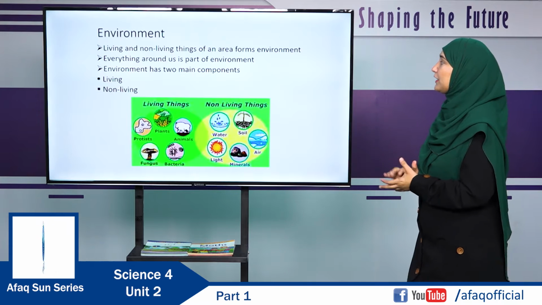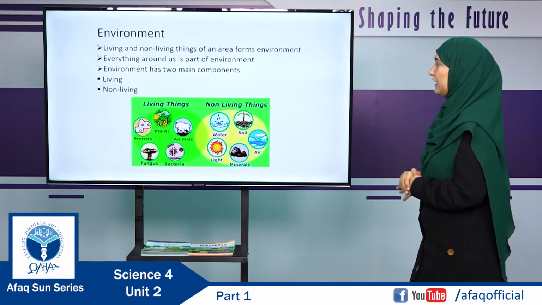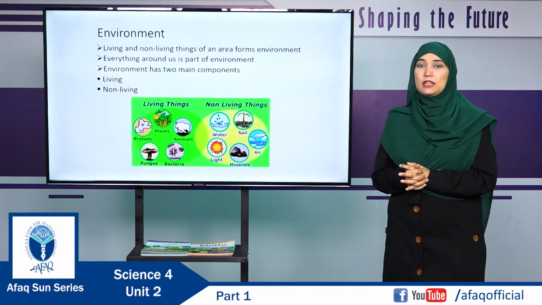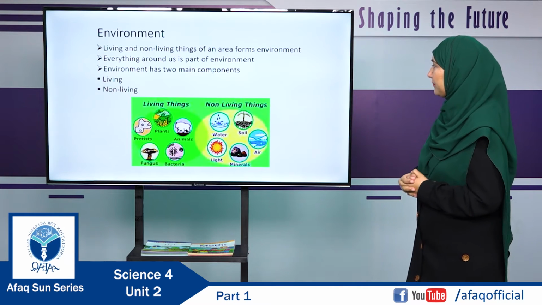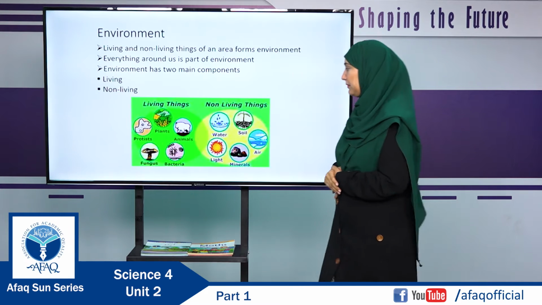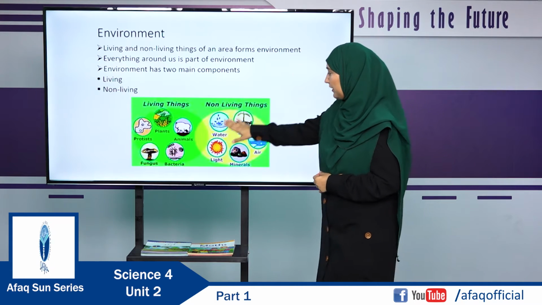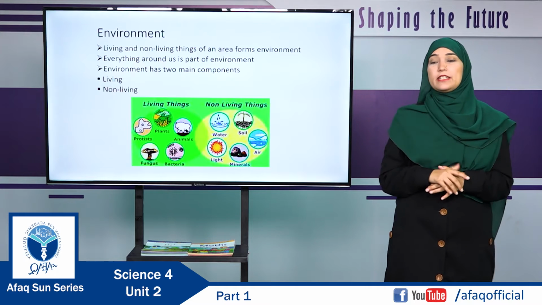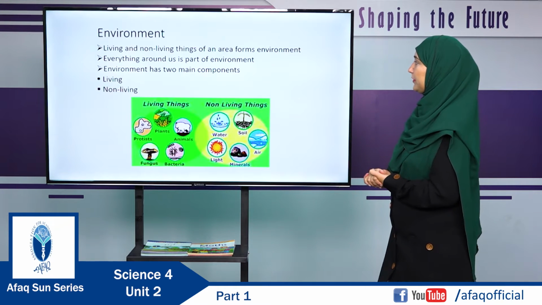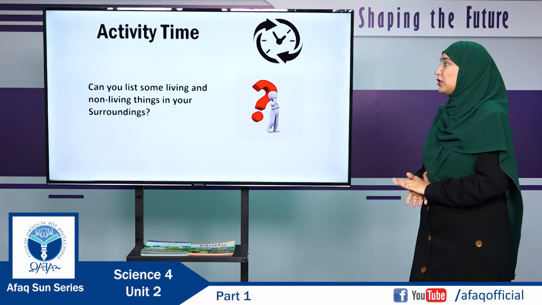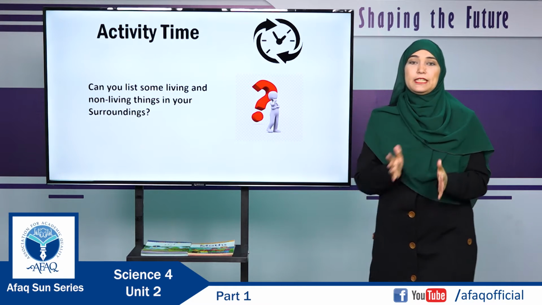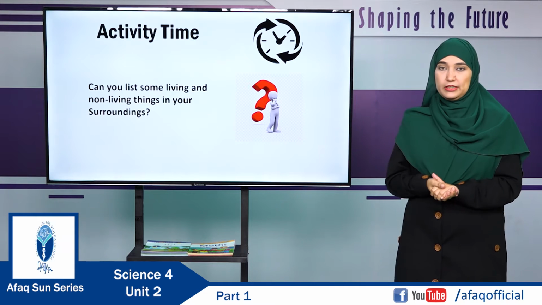Environment has 2 main components, living and non-living things. Living things and non-living things combinedly form environment. As you can see here, some living things like plants, animals, bacteria, and some non-living things like water, soil, light, air, and minerals. They form your environment. It's activity time now. Now you have to list some living and non-living things in your surroundings. Just list them in your notebook and show it to your teachers.